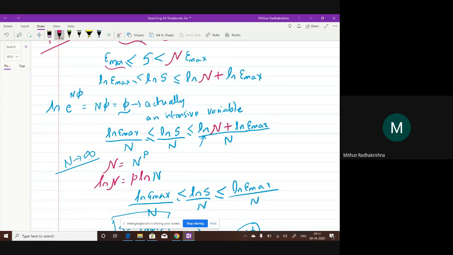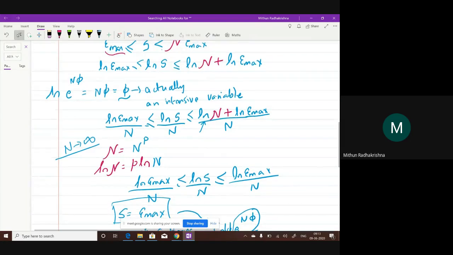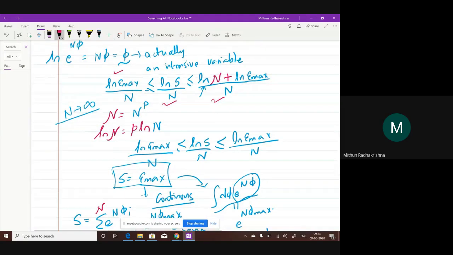So I'll just take a logarithm, since it's a log of a positive number, the inequalities won't change, and since we are dealing with large numbers, it will help us. So I take log epsilon max, which is less than log S, which is less than log N plus log epsilon max. Now I'll divide this again by n, the number of particles. So on the left hand side I have ln epsilon max by n, then ln S by n, and on the right I have ln capital N by n plus ln epsilon max by n. Here capital N is just the number of terms.